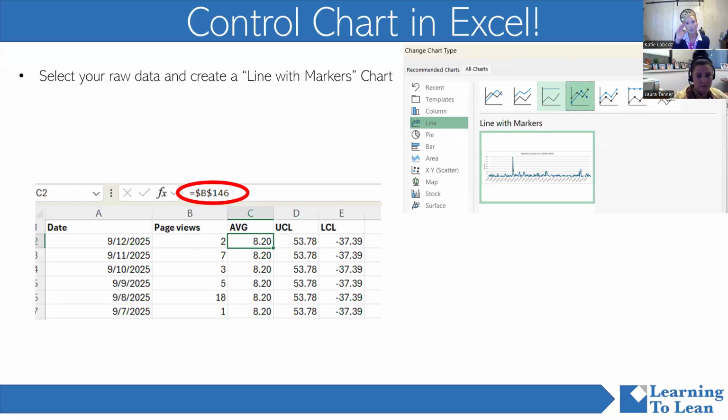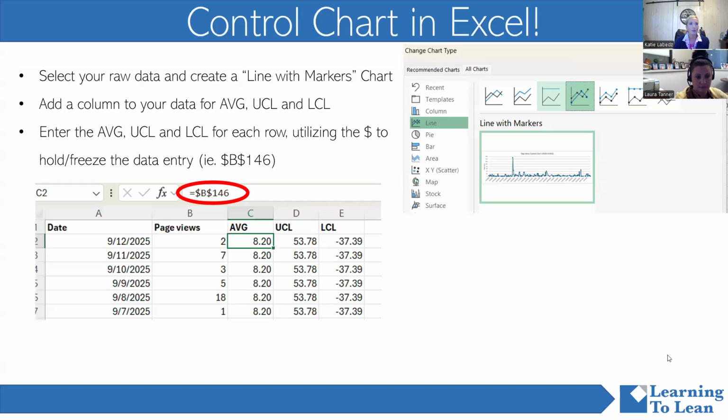So once you have your data in there, we're going to select our column of date, in my example, and page views. And I'm going to create a chart, line with markers. Okay, so very easy, line with markers. And then I'm going to add a column. So before I had my average, upper and lower control limit, and standard deviation at the bottom of my data. Now I'm going to add columns for the average, the upper and lower control limit per row.